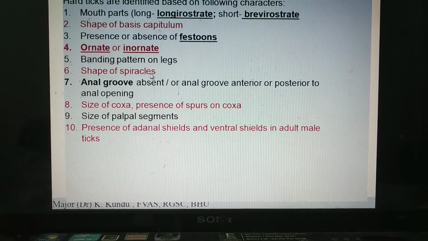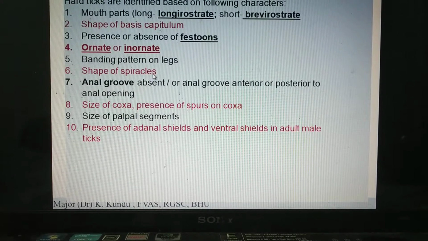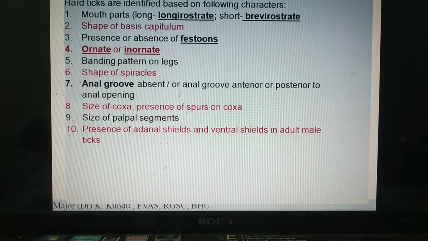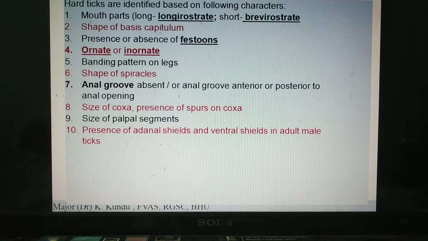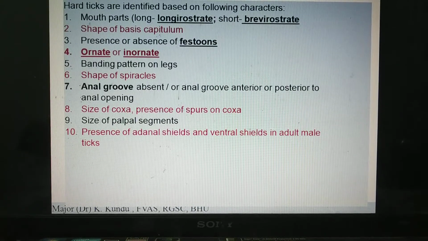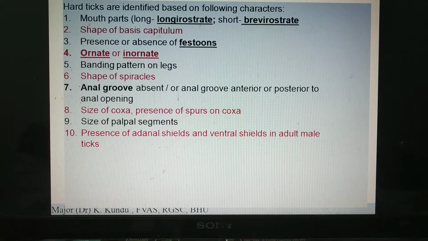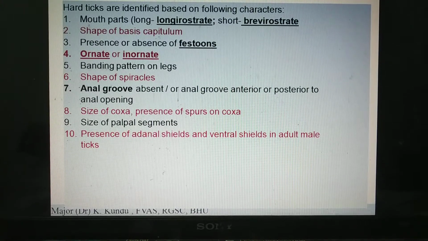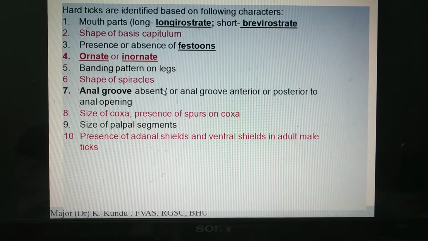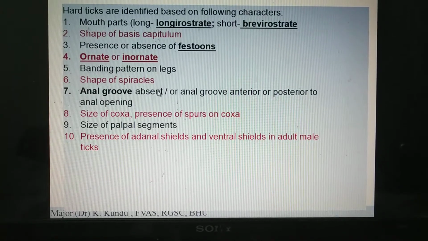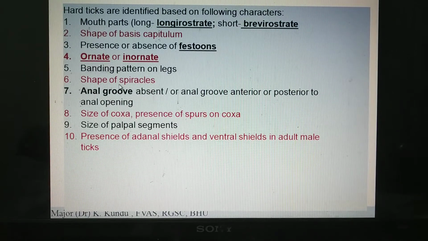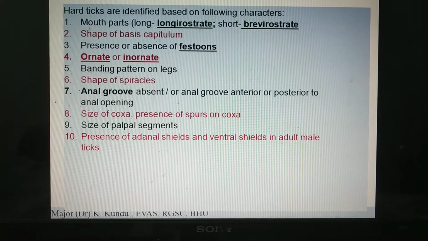The shape of the spiracles. If you remember, the spiracles are the structures through which the respiratory exchange of gases takes place, and in hard ticks these spiracles are present on the posterior lateral aspect of the fourth coxa. The shape of the spiracle, whether it is oval, triangular, or comma shaped, also helps in differentiation between the genera of ticks, as well as between the male and the female sex.